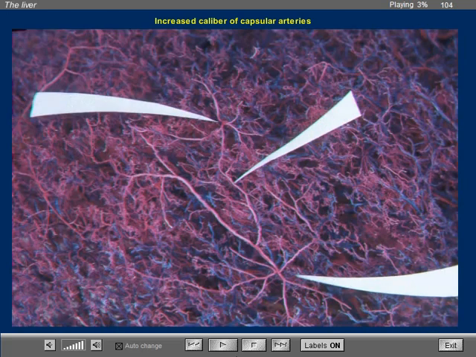This is a close-up of a segment of the same liver. Observe that there are dilated arteries in the periphery. This will be the equivalent of capillary hemangiomas or spider angiomas, which represent expansion of collateral vessels in the region of the capsule of the liver.